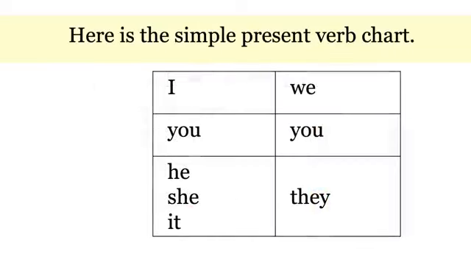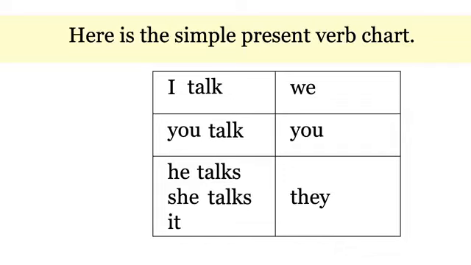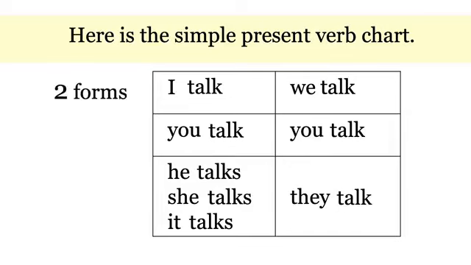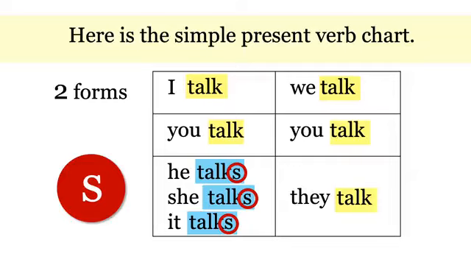Here's the simple present verb chart. We'll just use the verb talk as an example. I talk, you talk, he talks, she talks, it talks, we talk, you talk, and they talk. Notice there are 2 forms, talk and talks. And notice there's an S on the end of the third person singular. There's always an S on the third person singular.